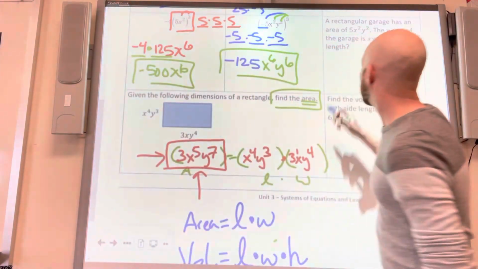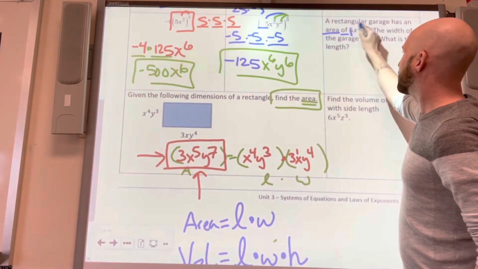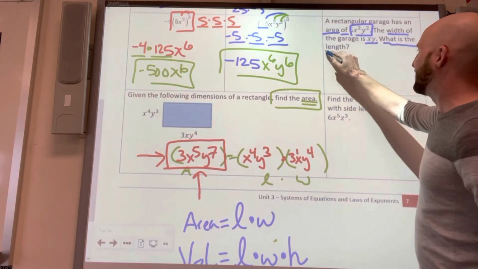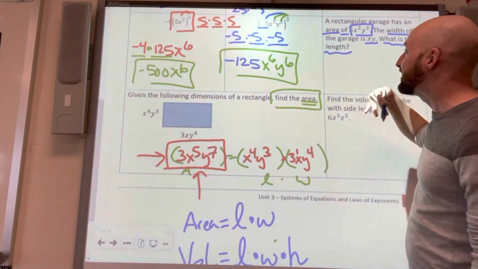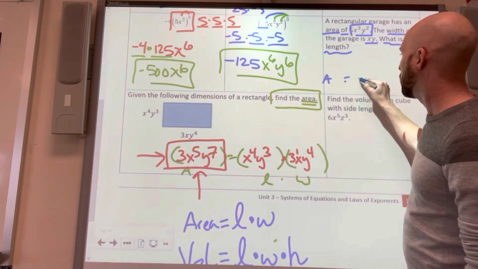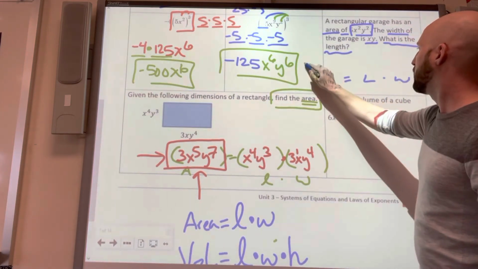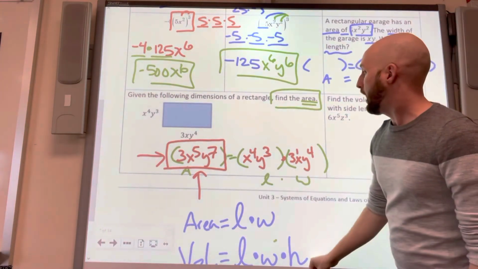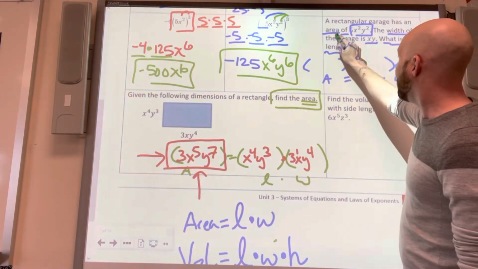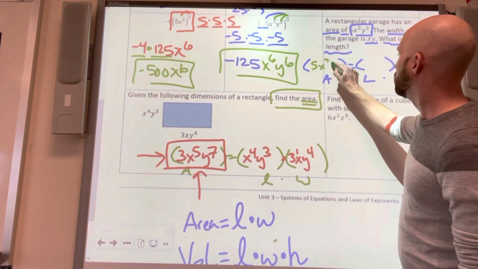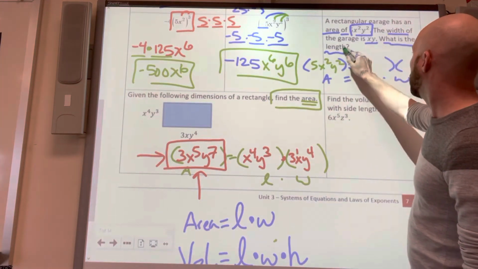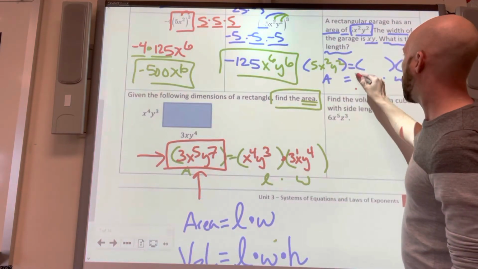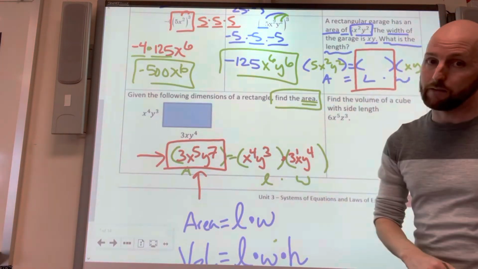Here it says the area is this, the width is this, what is the length? So en este caso me dice la área. Recuerda, área es igual a largo por ancho. Area equals length multiply width. And I know the area is 5x2y2. The width is xy.